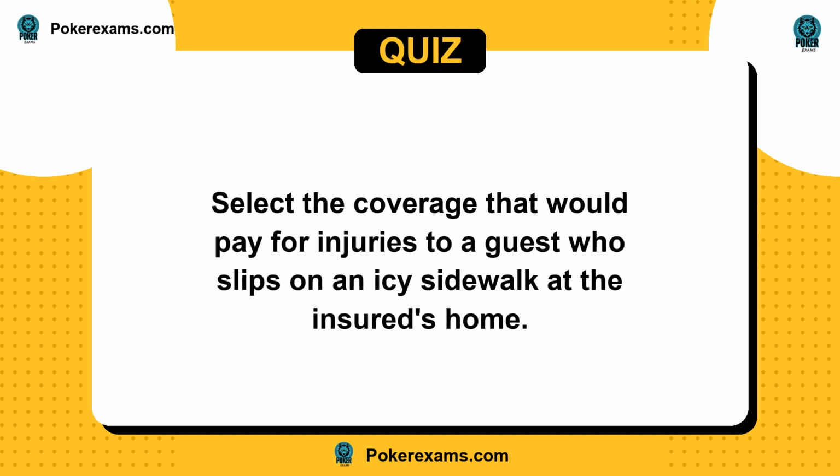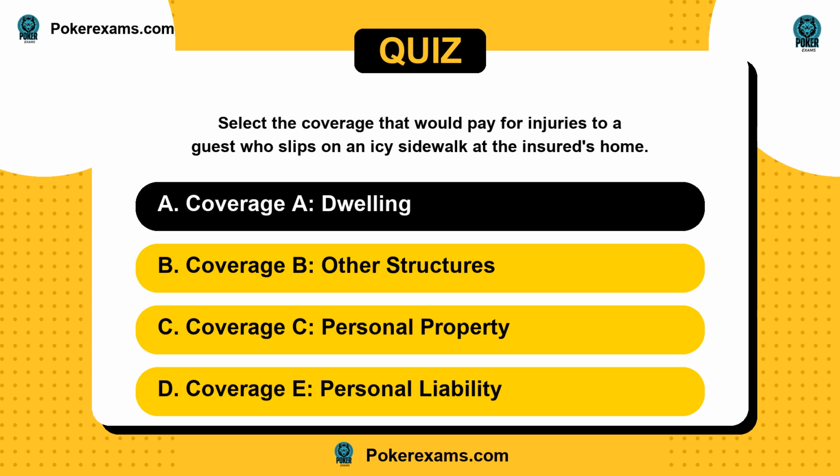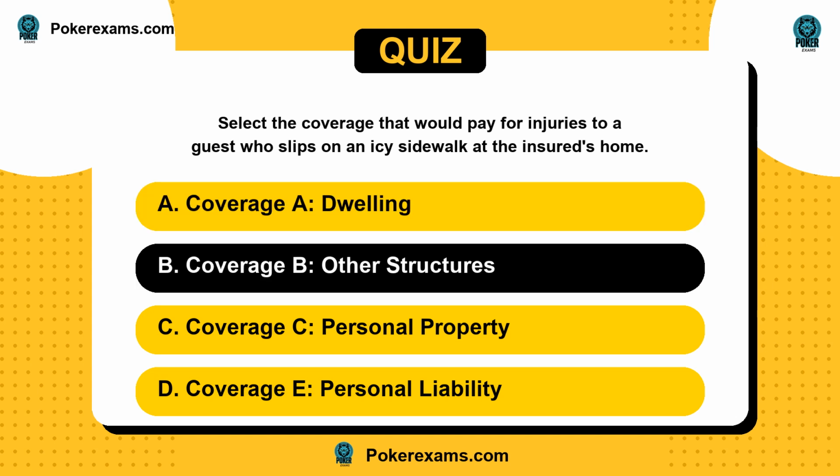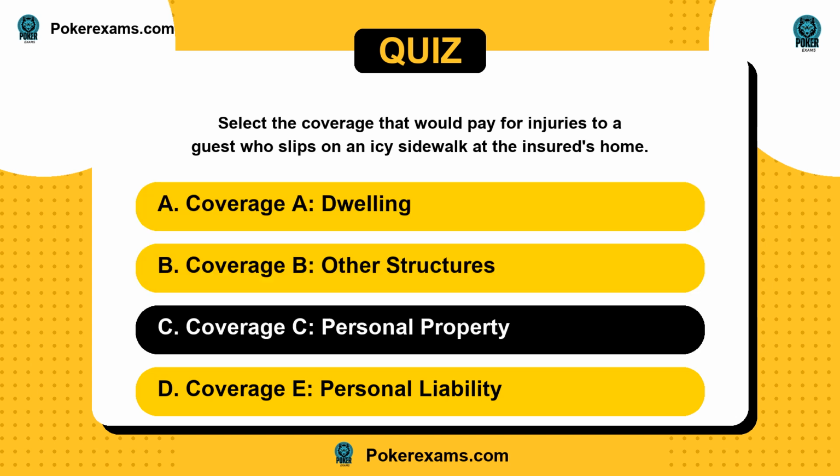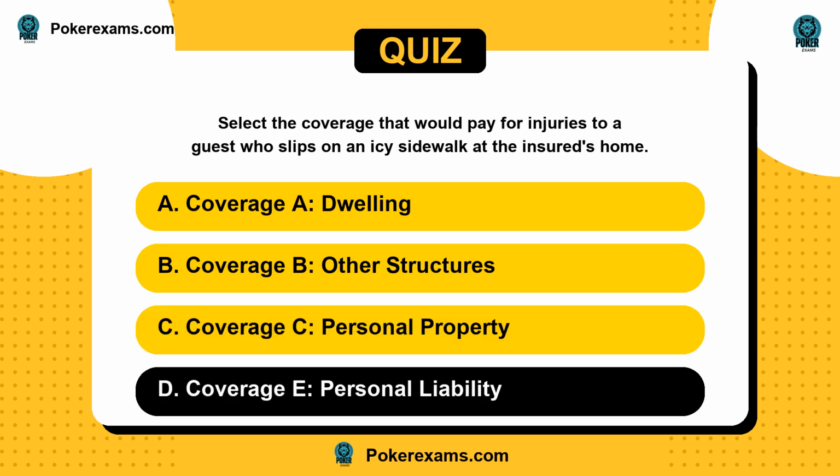Next question. Select the coverage that would pay for injuries to a guest who slips on an icy sidewalk at the insured's home. Is it A, coverage A, dwelling? Or B, coverage B, other structures? C, coverage C, personal property? Or D, coverage E, personal liability?